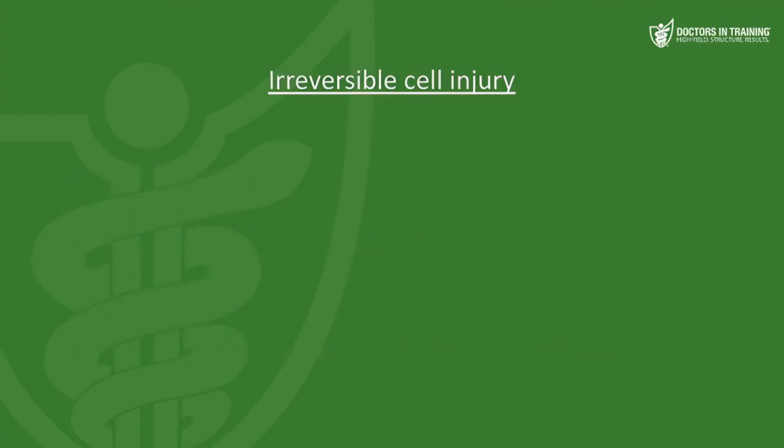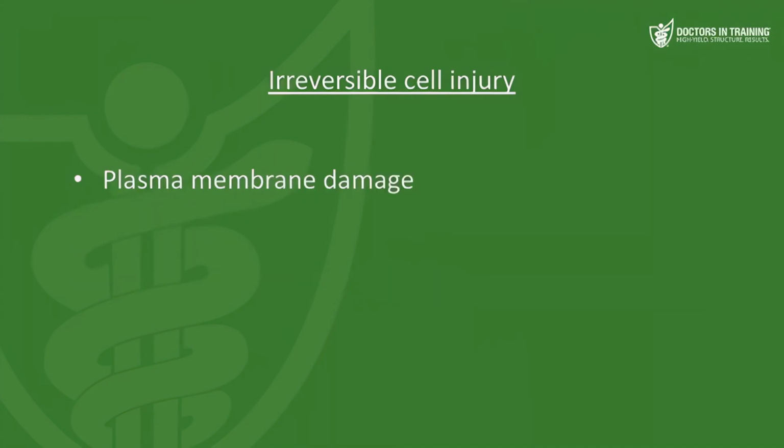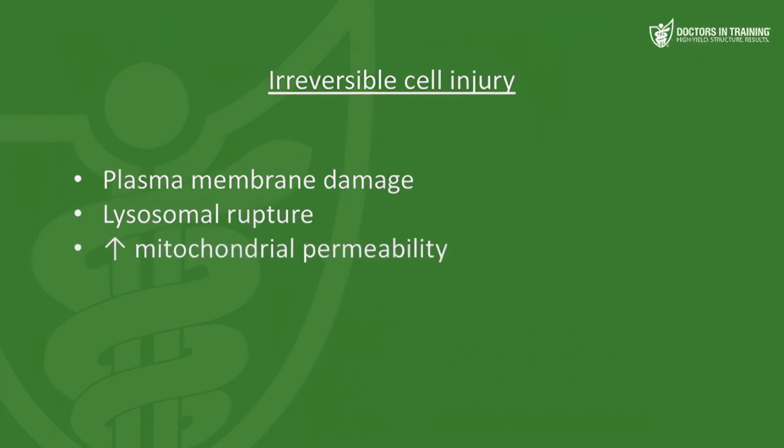Now, the characteristics of irreversible cell injury, injury that your cells can't come back from, are things like nuclear pycnosis, the irreversible condensation of the chromatin. You can see karyolysis, the complete dissolution of the chromatin. Karyorrhexis, which is the fragmentation of the nucleus. You can also see this with calcium influx causing caspase activation, plasma membrane damage, lysosomal rupture, increasing mitochondrial permeability. Again, all irreversible cell injuries.